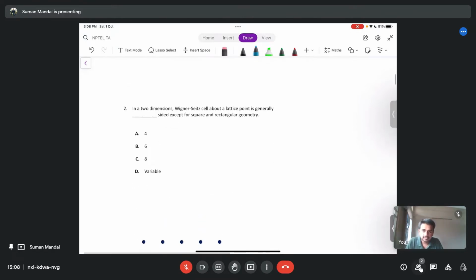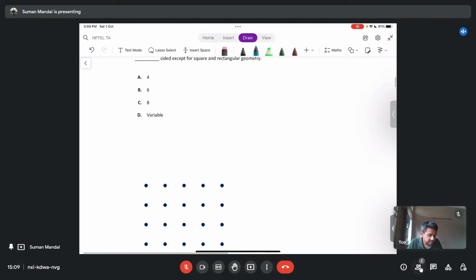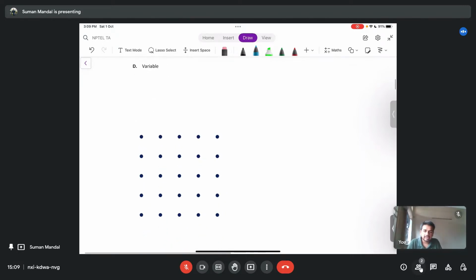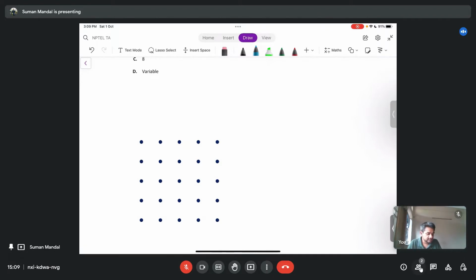In two dimensions, the Wigner-Seitz cell about a lattice point is generally of how many sides, except for square and rectangular geometry? In this question we will draw it and figure out how many sides there are for a random two-dimensional lattice that is not square or rectangular. Let us first consider the square or rectangular lattice and find its Wigner-Seitz cell. We'll draw it here.